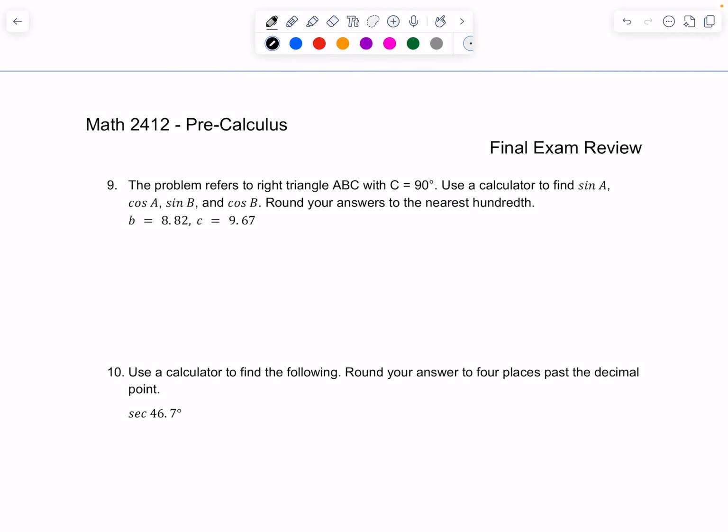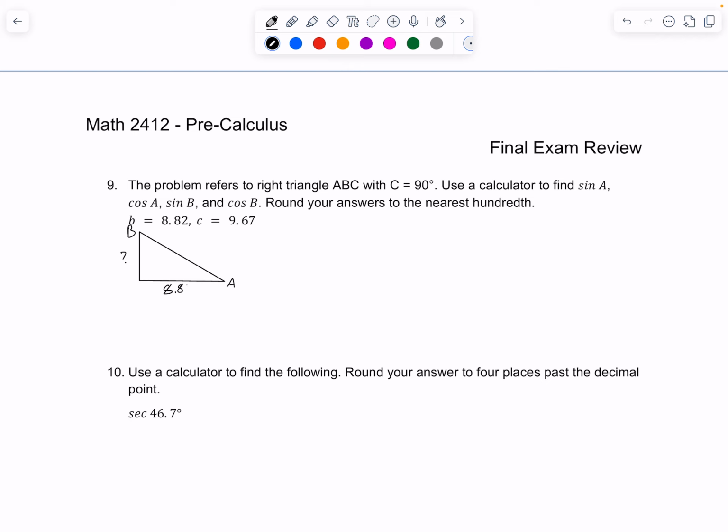Okay, number 9. It gives us two sides. So it says use a calculator to find sine A, sine B, and cosine B. So let's see. Sine A is going to be, well, let me draw a picture. It's opposite over hypotenuse, but the best way to do that is probably draw a picture. So yes, here A is unknown. We'll find that in a minute.